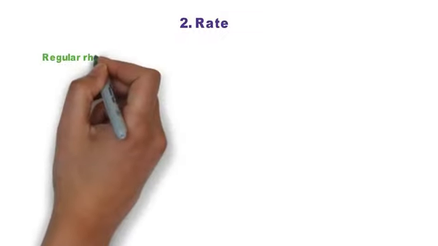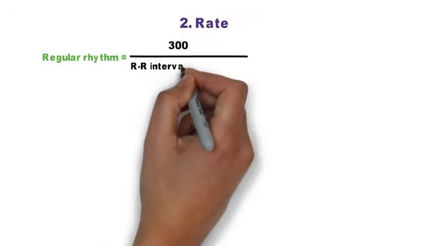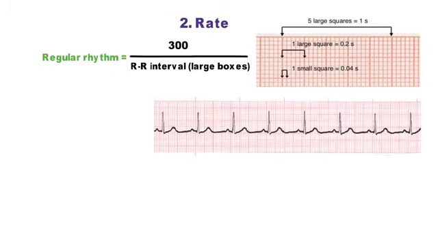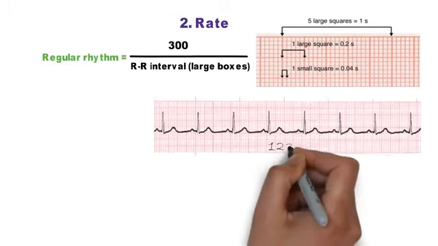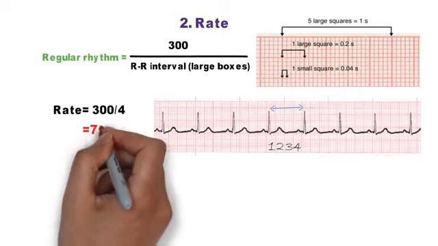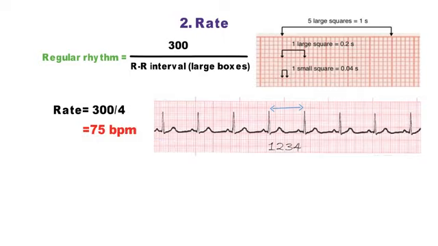Step 2 is to calculate heart rate from an ECG. If the rhythm is regular, heart rate is calculated by 300 divided by the number of large boxes between RR intervals. And this is an ECG graph paper. If the speed or calibration of the ECG machine is 25 mm per second, then one small square corresponds to 0.04 second and one big square to 0.2 second. So 5 large squares is equal to 1 second. Now in this normal sinus rhythm ECG, there are 4 large boxes between RR intervals. So the rate will be 300 divided by 4, that comes out to be 75 beats per minute.